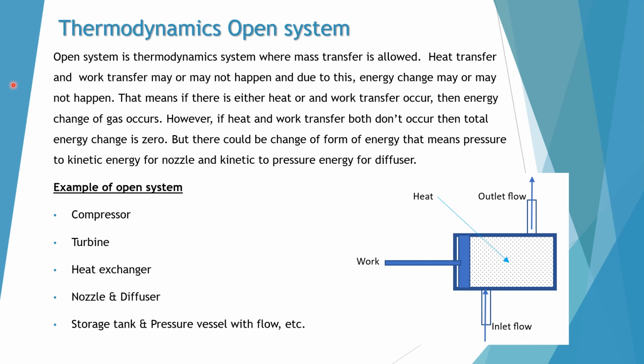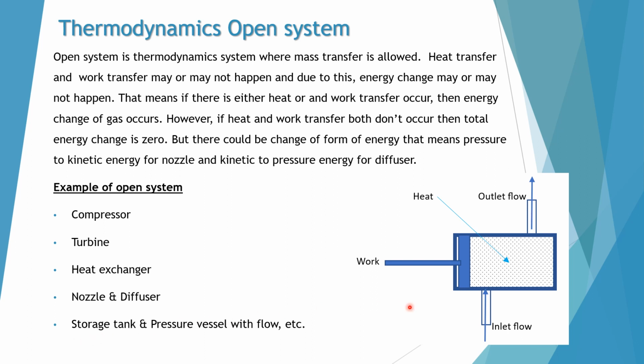But there could be a change in the form of energy. That means pressure energy into kinetic energy in the case of a nozzle, and kinetic energy into pressure energy in the case of a diffuser. So what are the open systems? Compressors, all types of compressors, are considered open systems. Turbines, turbo expanders, and gas turbines are considered open systems. Heat exchangers are open systems. Nozzles and diffusers are considered open systems. Storage tanks and pressure vessels with flow are considered open systems.